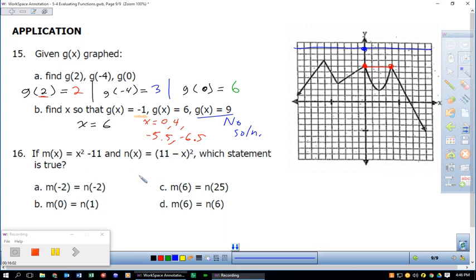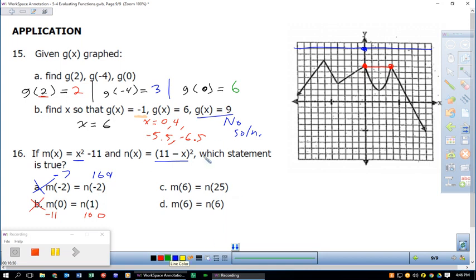All right, now number 16 says, if m of x equals x squared minus 11, and n of x equals (11 minus x) squared, which statement is true? So you're actually going to have to do that evaluating thing multiple times here. First, take negative 2 and plug it in for x in this function. You should get negative 7. This is one you should do on your own. Now plug negative 2 into the other function, and you should get 169. That certainly does not equal, so A is not it. For B, plug in 0 into m of x, and you get negative 11. Plug in 1 into n of x, and you get 100. That doesn't match.